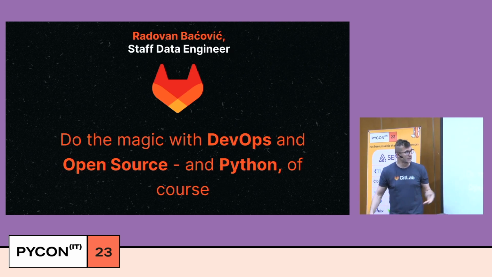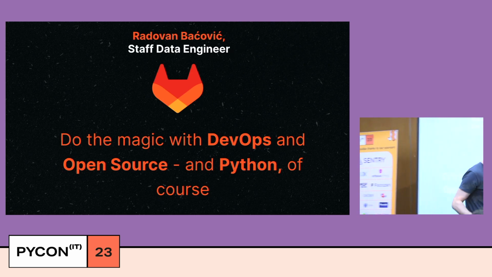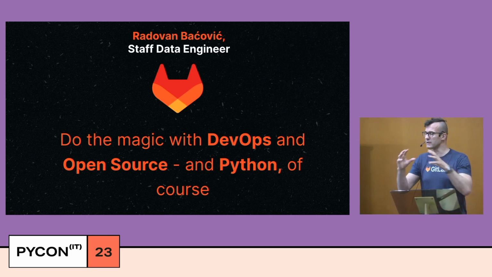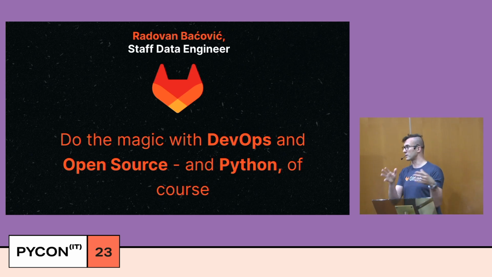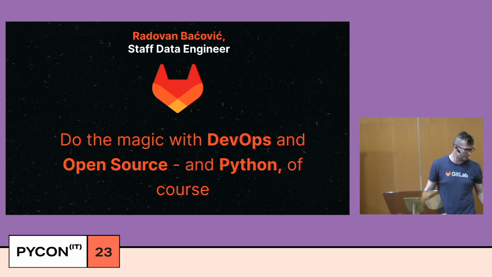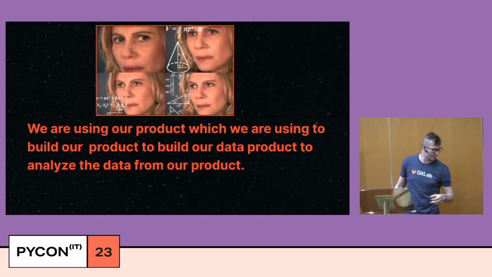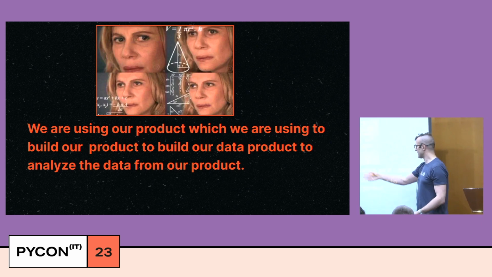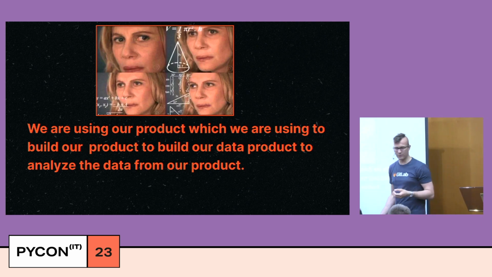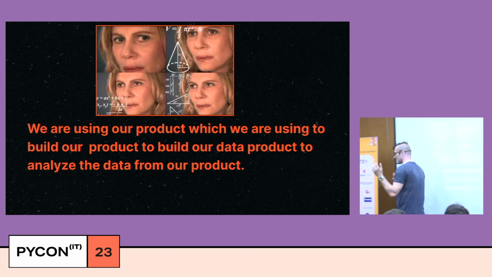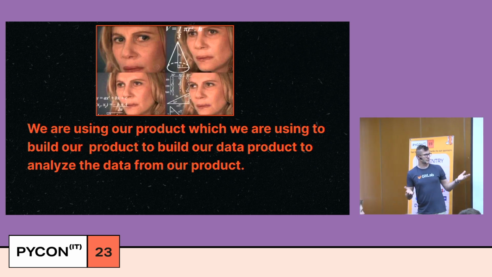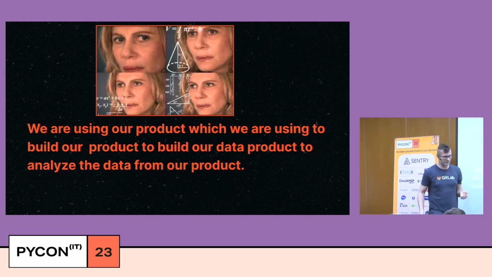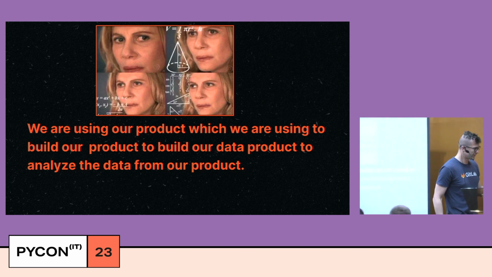And today we will talk about some magic and how we establish data products, data services in a company called GitLab. Maybe you heard, maybe not, doesn't matter. We'll try to share my impression with you. What we are doing as a data team, you know the meme: we are using our product, which we are using to build our product, to analyze the data from our product. So that's what our data team is doing. And it can be so weird for all of you.